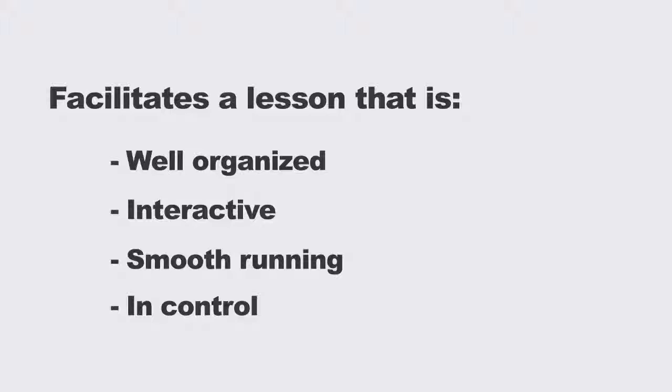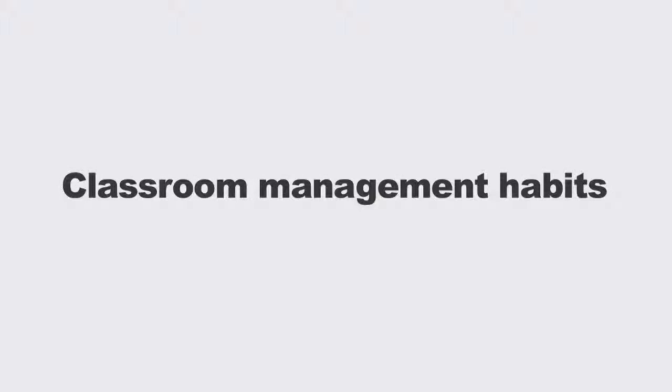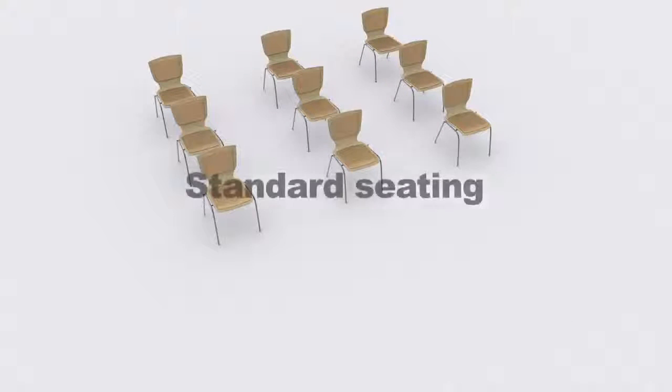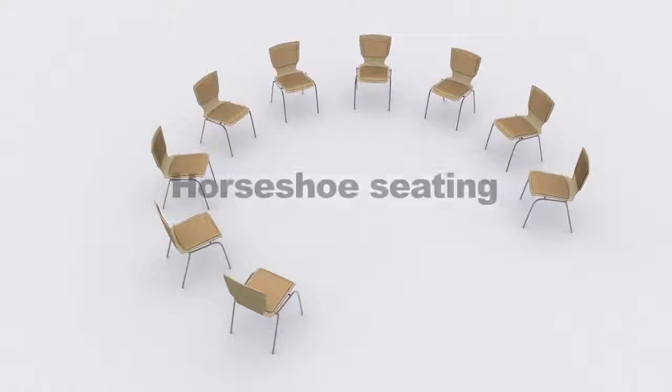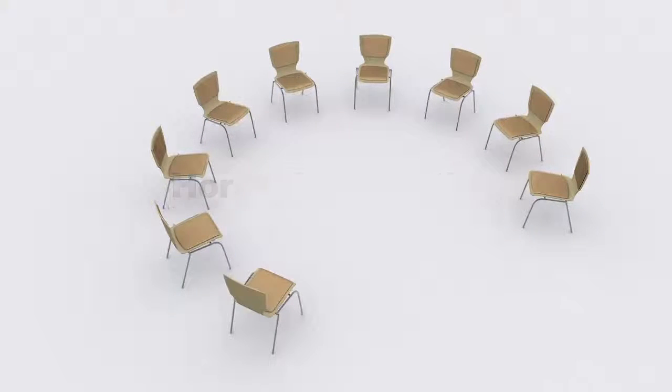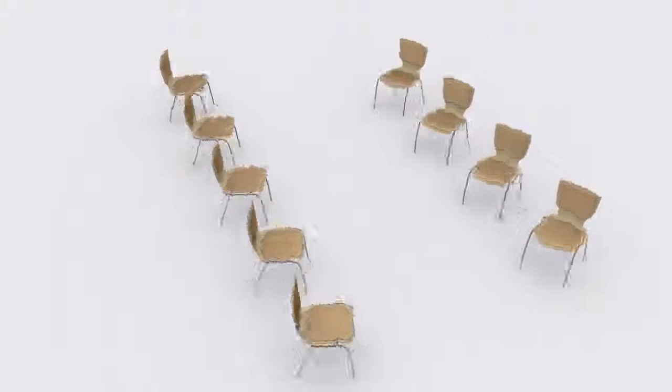Let's examine the specific techniques for good classroom management. Good classroom management demonstrates preparation, organization, and control of classroom resources. First, seating arrangements should be planned for each lesson. If you plan student-to-student interaction, and you should, the seating arrangement should be appropriate for the activity.